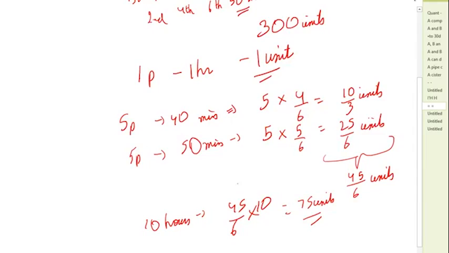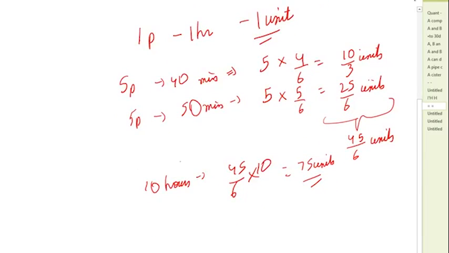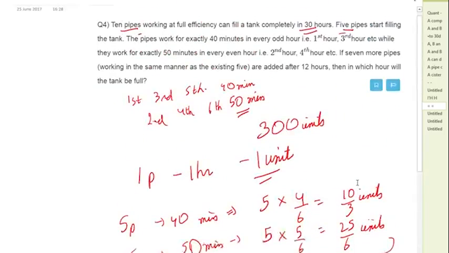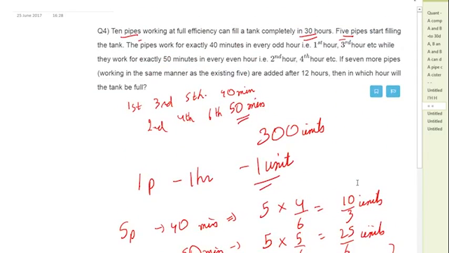Yes. 75 units they'll have done in 10 hours. So the amount remaining, since the initial tank was 100 units and now you have done 75, is 100 minus 75, or 25 units. And at this stage, we have pulled in 7 more pipes.